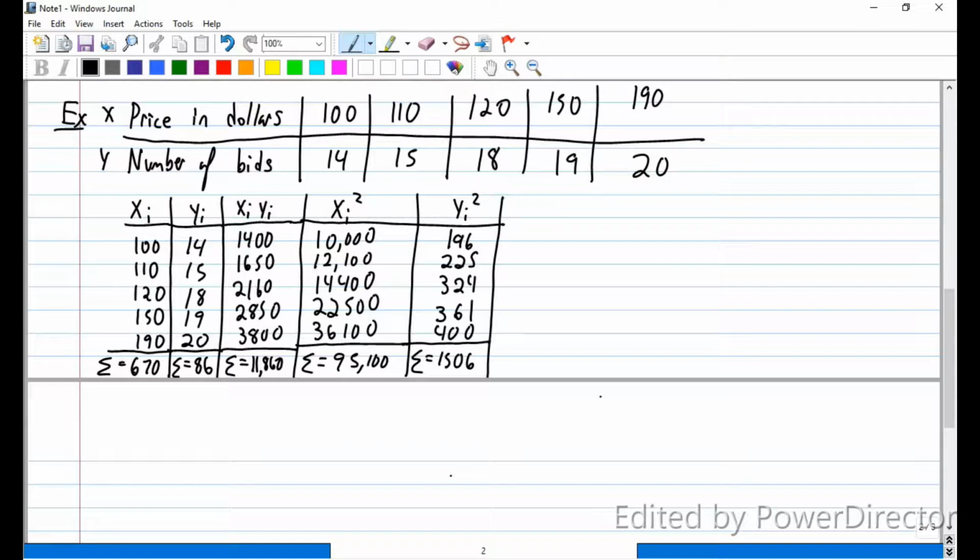I need one other value that was in my formula, and that was n. N is the number of pairs of data items that we have. Remember, I have an x and a y. So n is going to be equal to what? The pairs, so it's 5 pairs of items. N equals 5.